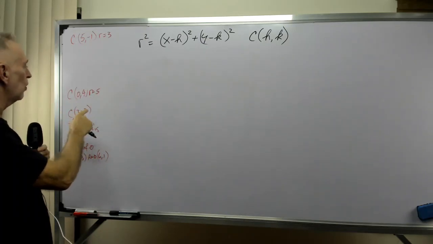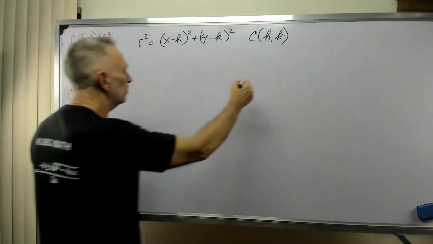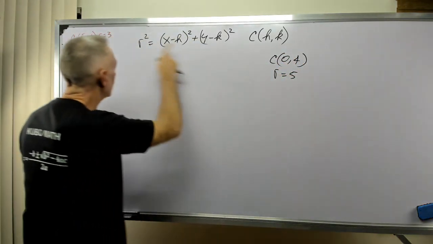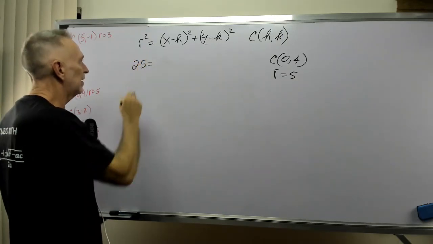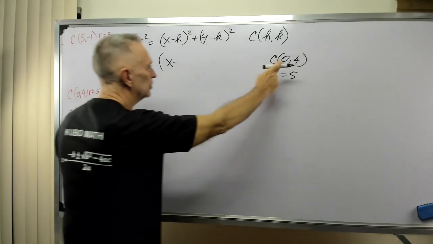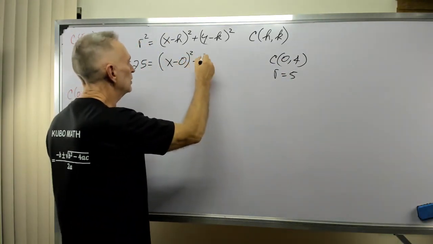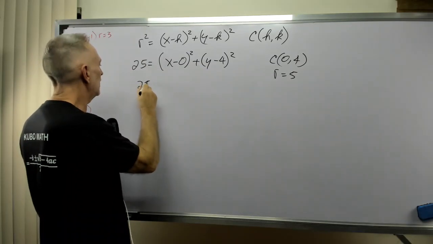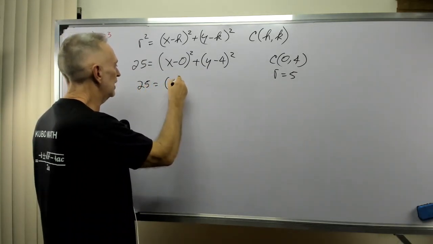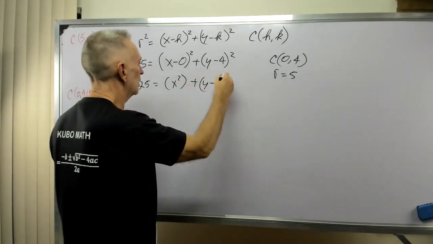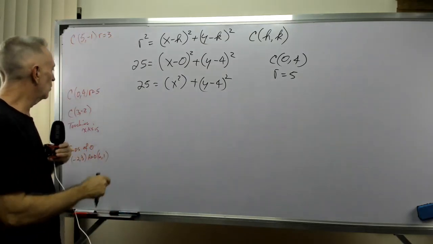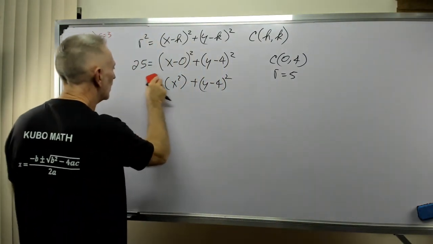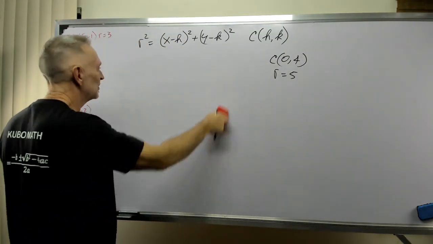Now the center is 0, 4 with a radius of 5. So I have a center of 0, 4 and a radius equal 5. Well, my radius squared, 5 squared is 25. Now I have x minus h, which is 0, that's squared, plus y minus 4 squared. So 25 equals x minus 0, which is just x squared, plus y minus 4 squared. So that would be the equation of that circle with the center at 0, 4 and a radius of 5. Soon we're going to use many tools though to solve some of these. It's awesome.